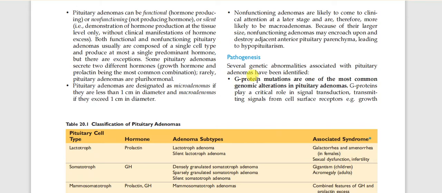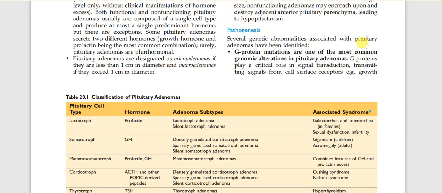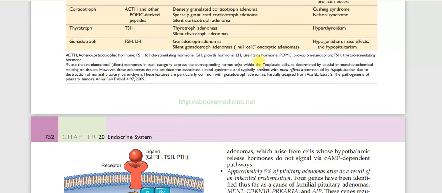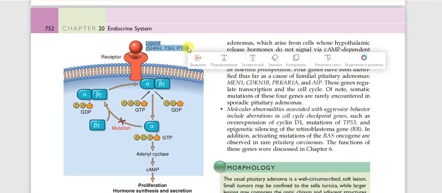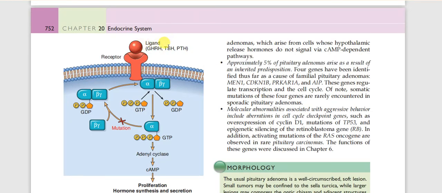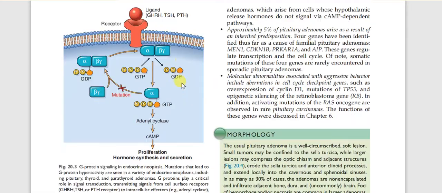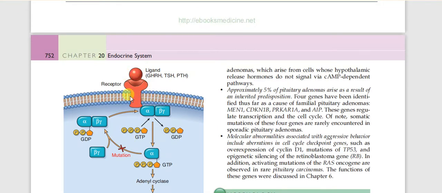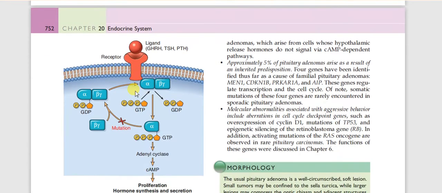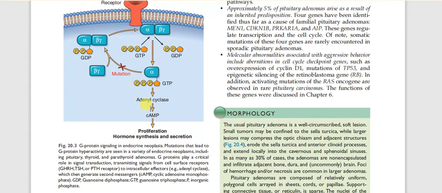Then pathogenesis. Pathogenesis is very complicated. G protein mutation is one of the most common genomic alterations in adenomas. We approximately discussed the mechanism in the cancer topic. It's all about the ligand: the ligand for gonadotropin-releasing hormone, TSH, PTH. All of them act on this receptor, and abnormal effect of this G protein leads to proliferation of these cells.